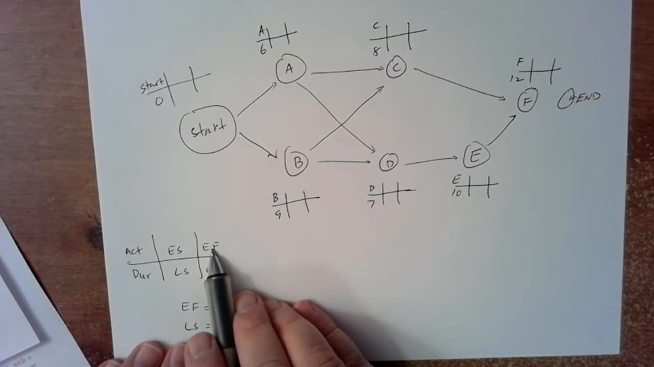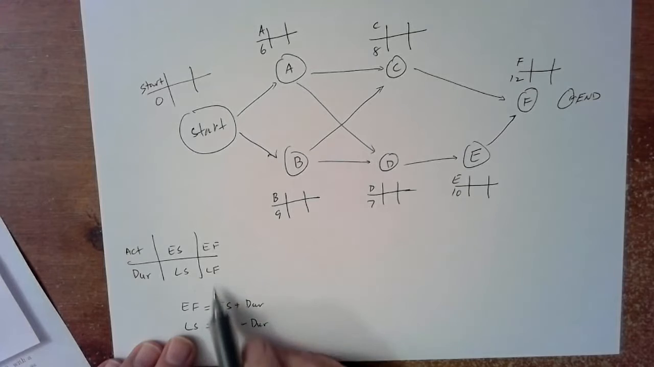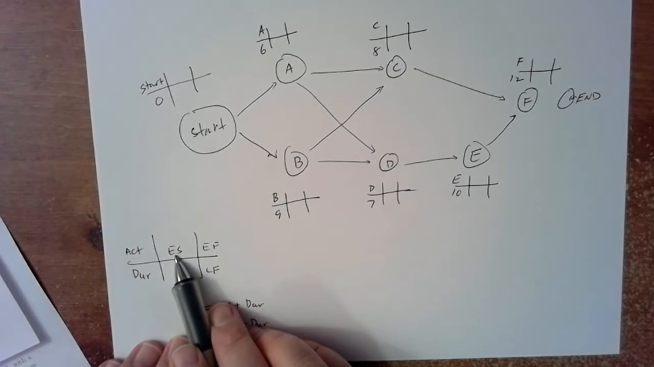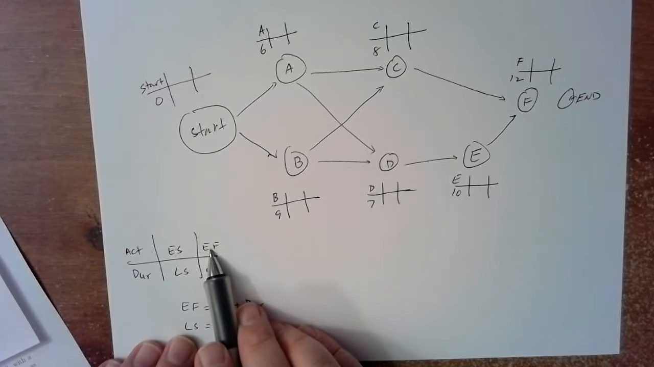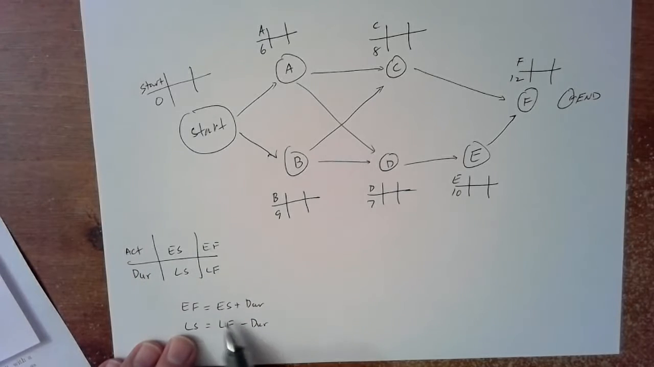EF is the earliest finish time. So it's the earliest time that we can finish. Okay, and so you can kind of see what's going to happen, right? The earliest finish time is going to be the earliest start time plus the duration. Did you catch that? Earliest finish time will be earliest start time plus the duration. So I've got that as a note down here.